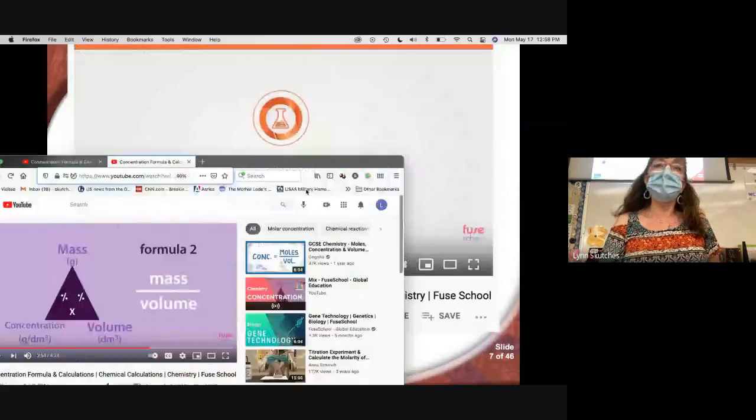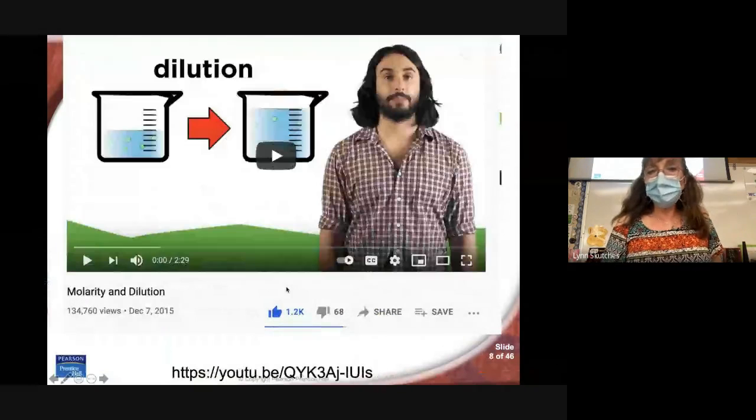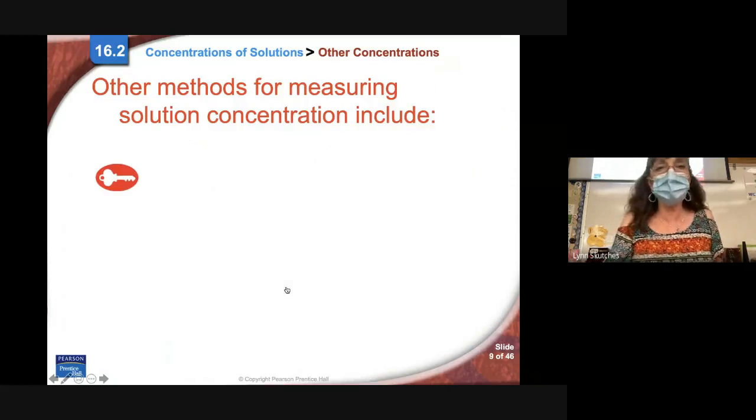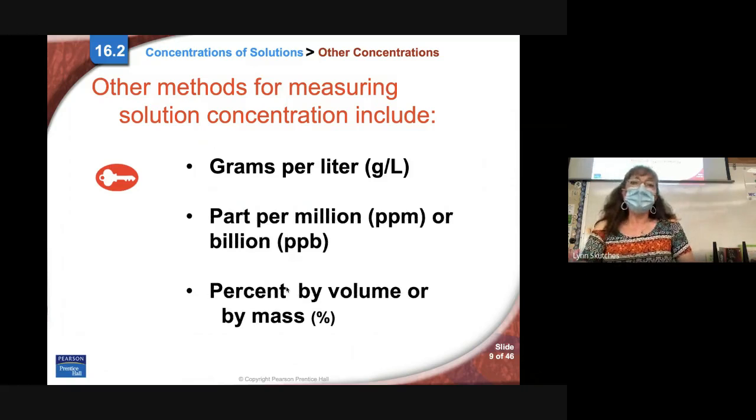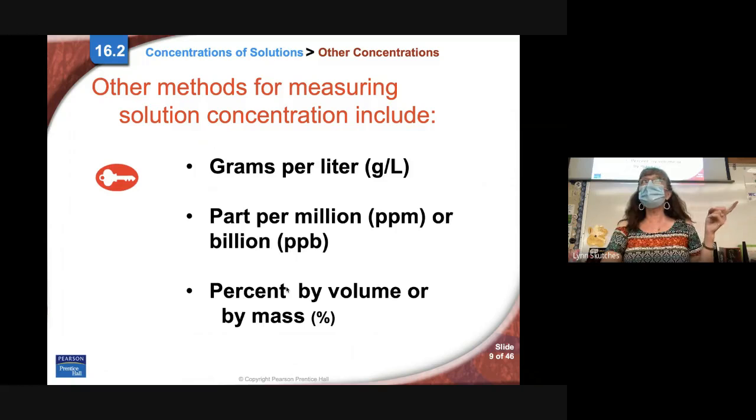Okay, so we're going to stop there because I don't think the triangle is all that helpful. And we got Professor Dave. There's a link to his video on the sheet if you're interested in looking. So again, other ways to do it: grams per liter, AKA grams per decimeter cubed. And then two others that are pretty common: parts per million, ppm, or parts per billion, and then percent by volume or percent by mass.